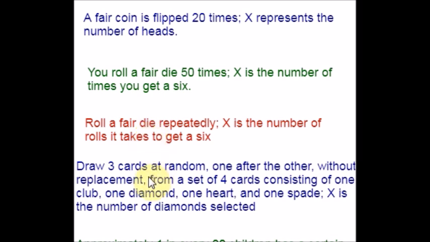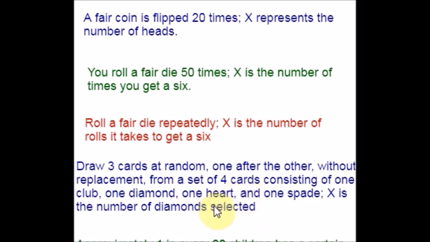And for the fourth question, you're drawing 3 cards at random, one after the other. Please notice that it is without replacement, from a set of 4 cards consisting of 1 club, 1 diamond, 1 heart and 1 spade. X is the number of diamonds selected. So you have to check whether this experiment is binomial or not. Read the question again and check.